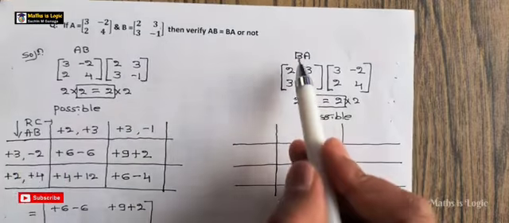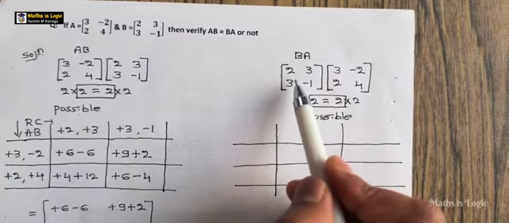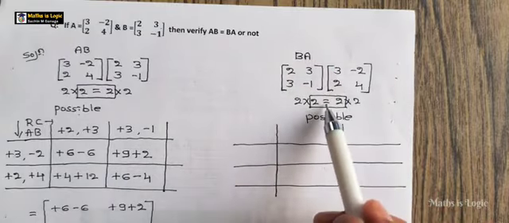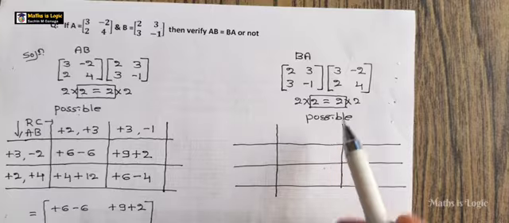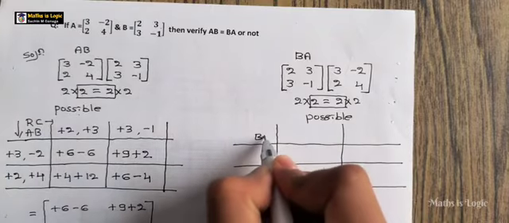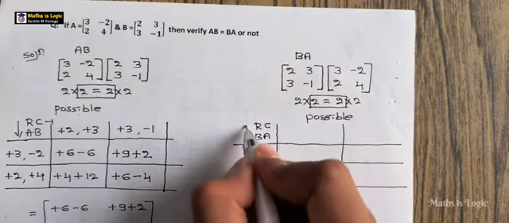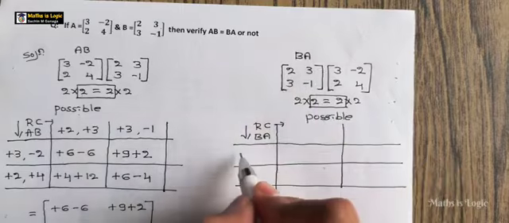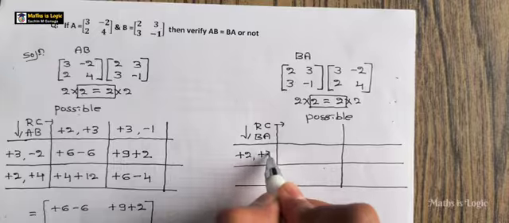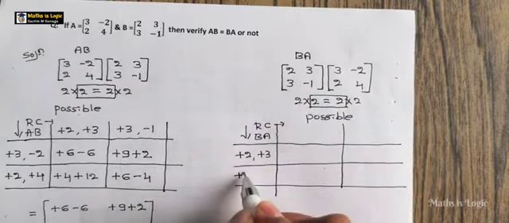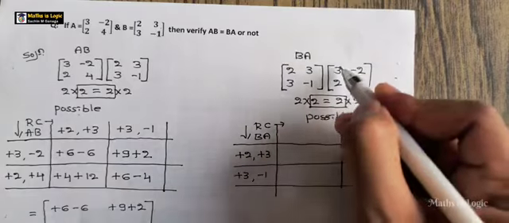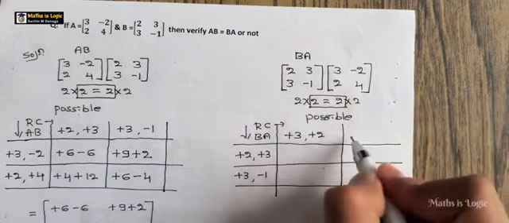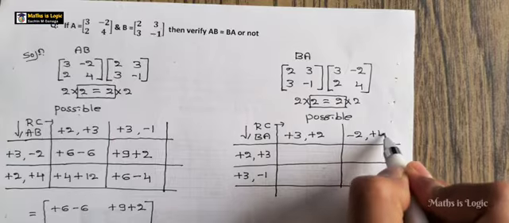So for that, first write BA, B below the B matrix, A below the A matrix. Write the order, both are the same, so it is possible. Now in this corner write BA, row and column. So row here and column here. What is the first row? 2 3. So plus 2 plus 3. Second row plus 3 minus 1. First column plus 3 plus 2. Second column minus 2 plus 4.